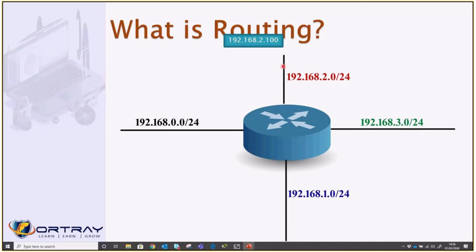So look at the destination network, not even the IP. Keep in mind, routers do not care about the IP. They care about the street. They care about the network. They do not know the end host. Switches know the end host. Routers do not know the end host address. They just care about streets, networks, which network they need to go to.